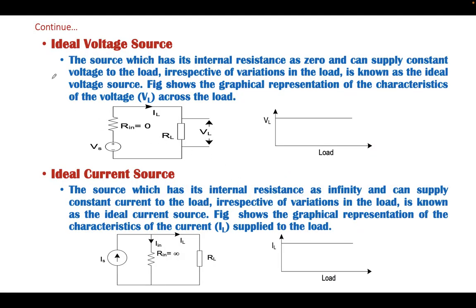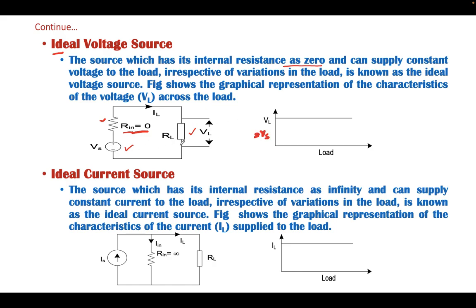Now, considering the ideal classification of voltage and current source, an ideal voltage source is a source which has an internal resistance of 0. This is the representation of a voltage source. Let the internal resistance of the source be R in, and because this is an ideal source, R in is equal to 0.